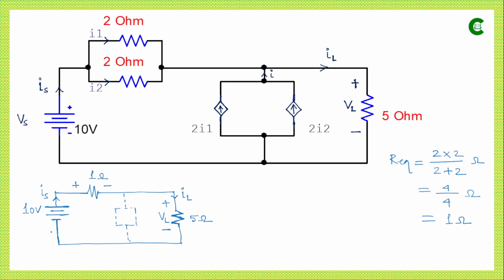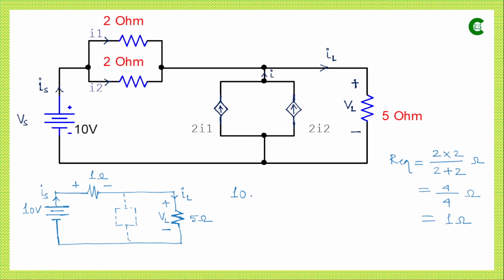Now if we apply KVL and move from this side, for this voltage source we are moving from the negative terminal to the positive terminal, so that we can take as positive voltage. If we go by that convention, then this will be plus 10. Then for this resistor we are moving from positive terminal to negative terminal, so that voltage drop will be taken as negative voltage as per that convention.